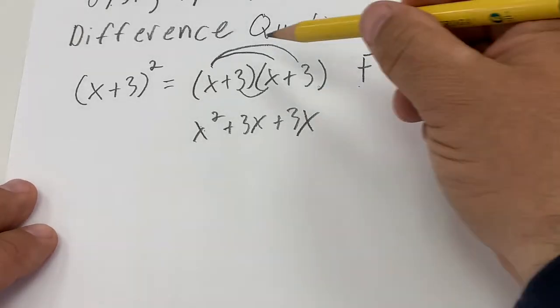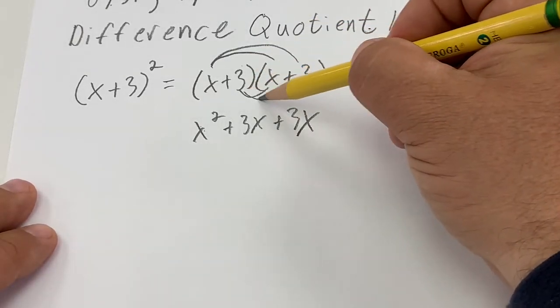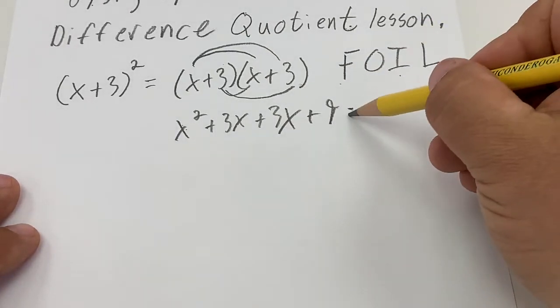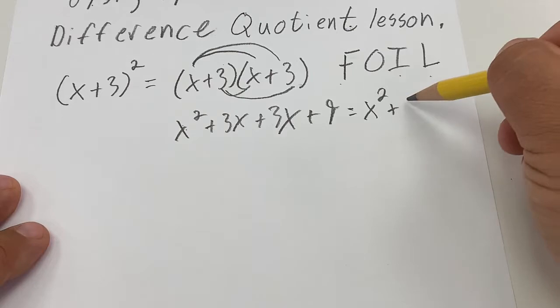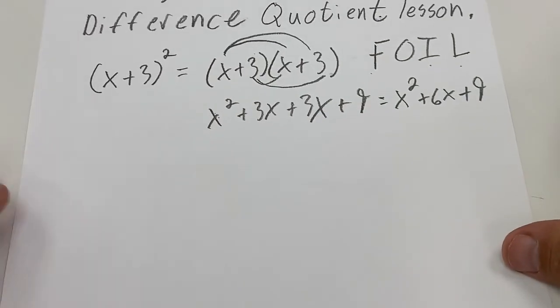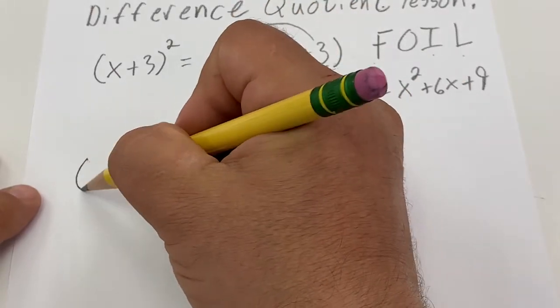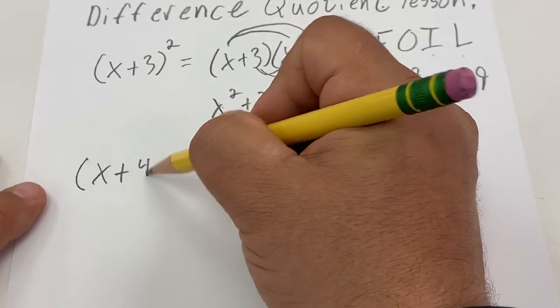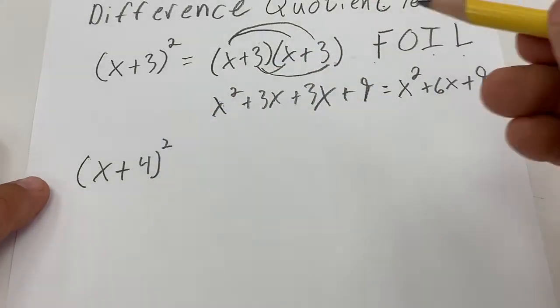And then the last is going to be the last numbers times each other. 3 times 3 is plus 9. And then you combine them to get x squared plus 6x plus 9. Another way to FOIL stuff would be to FOIL it using a Punnett square. So let's try x plus 4, the quantity squared, using a Punnett.